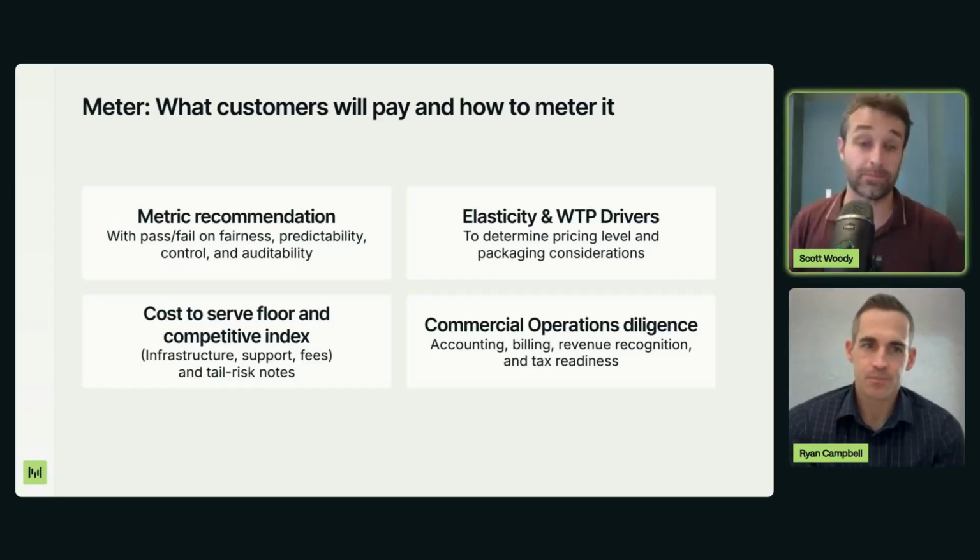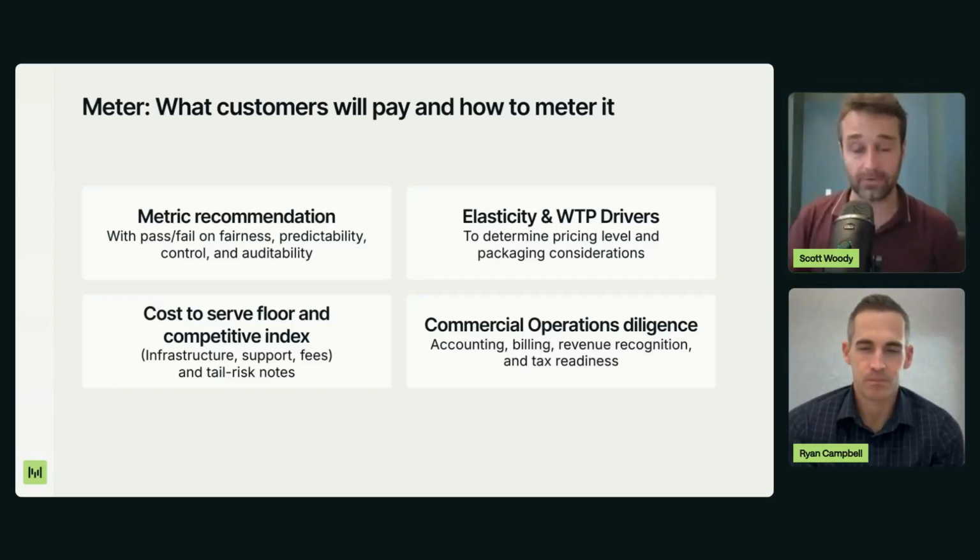But that's not a pricing problem per se. It's actually a marketing problem. It's a perception problem.